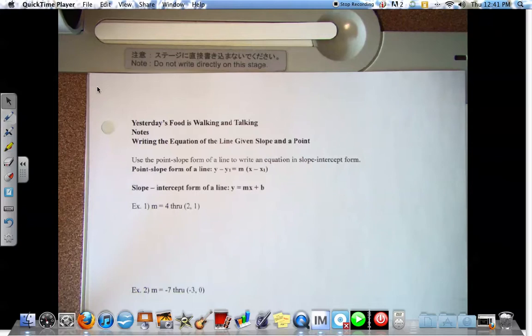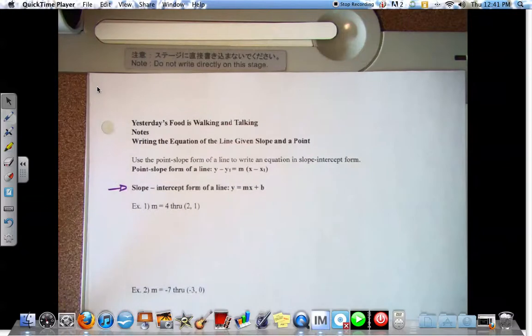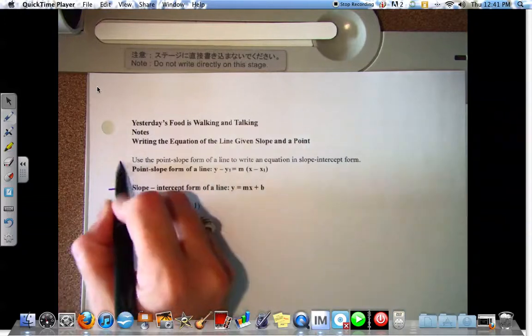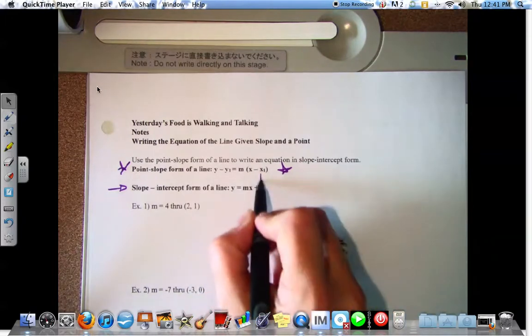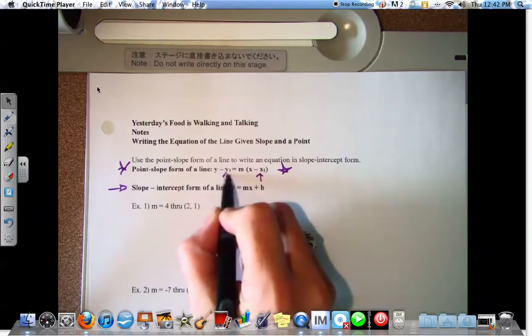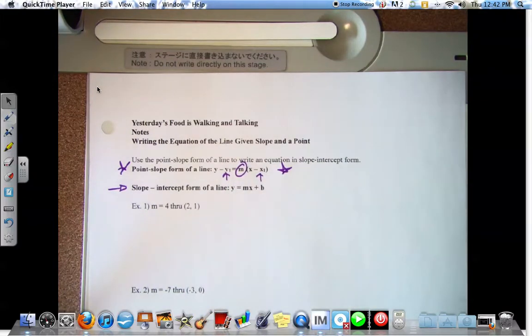Today we're writing the equation of a line, and we're given a slope and a point. So we've been using slope-intercept form for the past few weeks. Y equals mx plus b. Today we're going to use a new form. It's called point-slope form. The reason that it's called point-slope form is because you are given a point, x and y, and you're given the slope. And you put it into this equation.